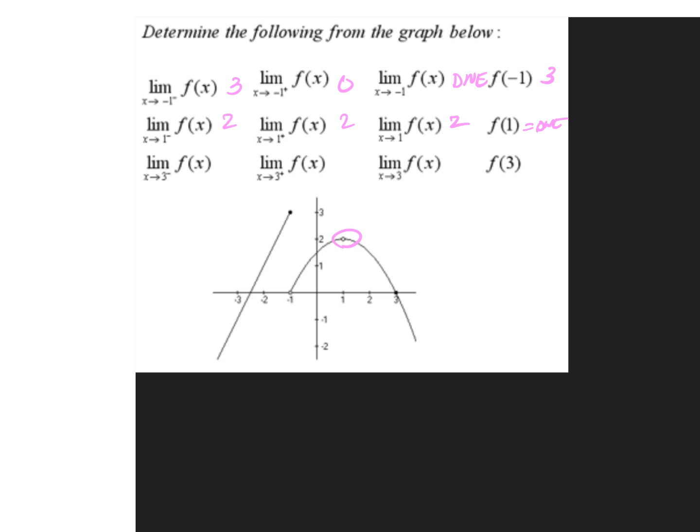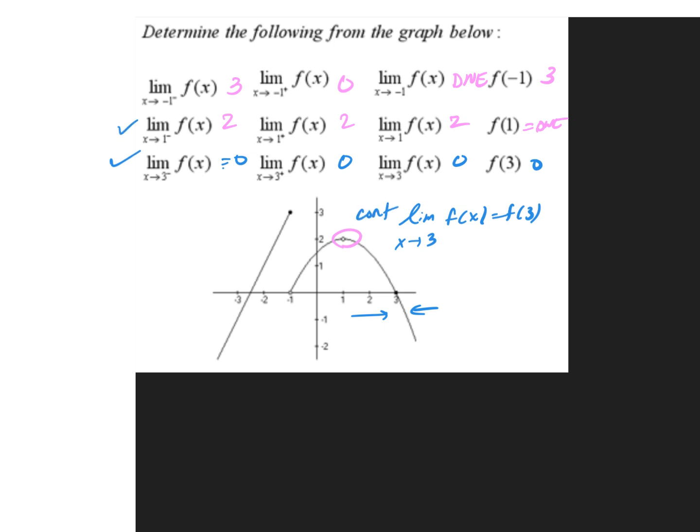All right, next one, 3 from the left. So 3 from the left is going to be 0. 3 from the right is also 0. So this is 0, and f of 3 is 0, which falls into the last one, the definition of continuity. Okay, hopefully you understand that. So this would be the limit as x goes to 3 of f of x equals f of 3. That's for continuous. That's the first column, or the third row.